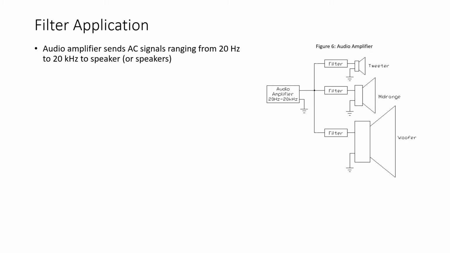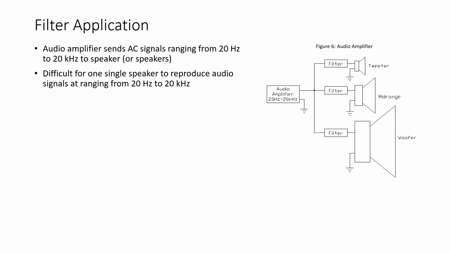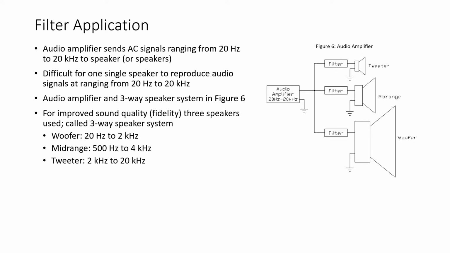Now let's look at an example of filter circuits. We see in Figure 6 an audio amplifier, and the audio amplifier outputs AC signals ranging from 20 Hertz to 20 kHz. This is the range of frequencies that are perceivable by the human ear. And with an audio system, it's difficult for one single speaker to reproduce audio signals ranging all the way from 20 Hertz to 20 kHz.